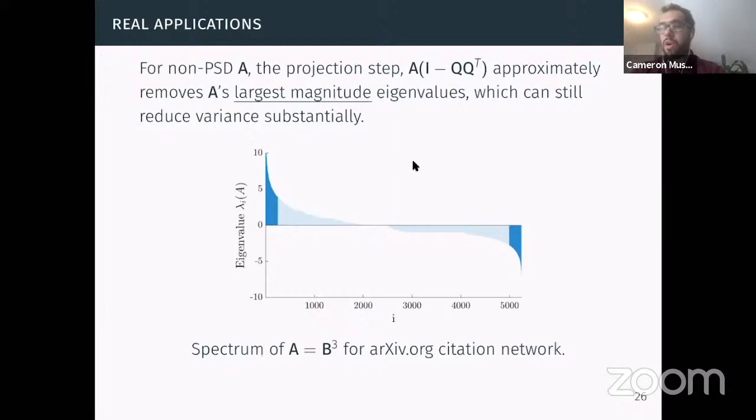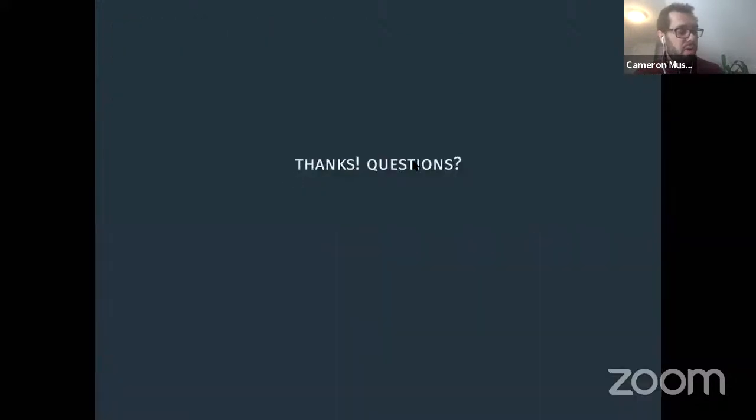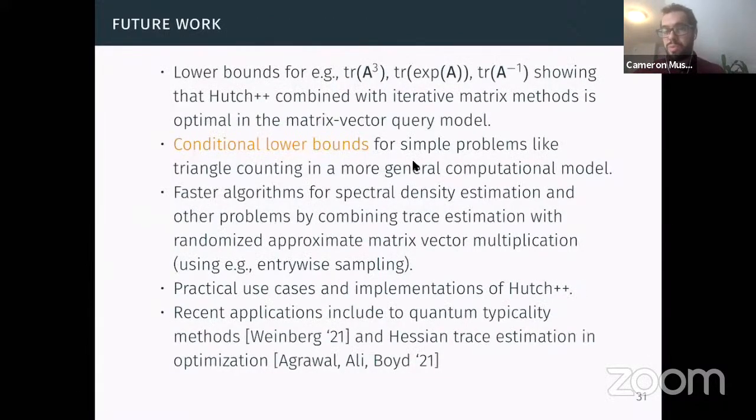But my understanding is the hard part of that problem, estimating the Schatten 1 norm of the matrix, is really applying this function, which lets you sort of flip the signs of the negative eigenvalues. That's really the challenging part. And then trace estimation is sort of an afterthought. But that's the type of problem we would like to prove lower bounds for. We'd like to show that estimating Schatten 1 norm can be solved optimally using this Hutch++ method, which would be a really challenging but interesting lower bound for us.